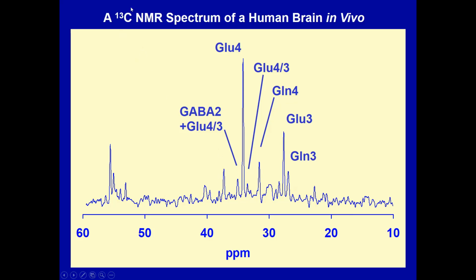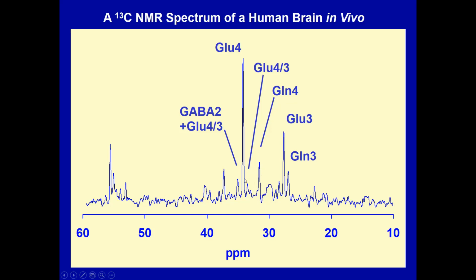So this is a carbon-13 NMR spectrum from a human brain after we've given this person glucose that has carbon-13 in it. Glutamate C4 is labeled very prominently. It's because their brain has a lot of glutamate in it, and a lot of the glutamate ends up with a carbon-13 located in it. Here's glutamine. There's less glutamine, but an appreciable amount of the glutamine also ends up with carbon-13.